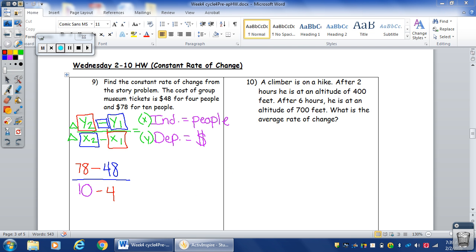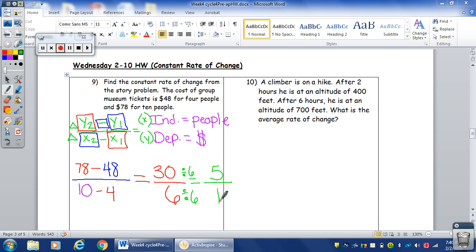Alright, now that I have my formula complete with numbers, I'm going to go ahead and work it out. I'm going to first work out the top part, which is the numerator. 78 minus 48, I know, is 30. Okay, 10 minus 4 is 6. I know that I can simplify this. I can divide both of them by 6. So I know 30 divided by 6 is 5, and 6 divided by 6 is 1.